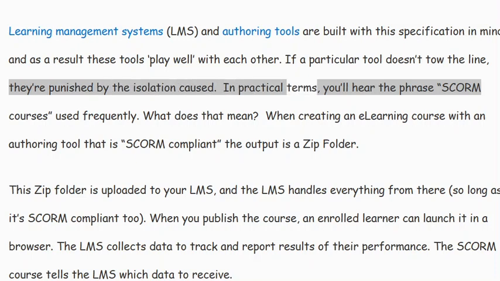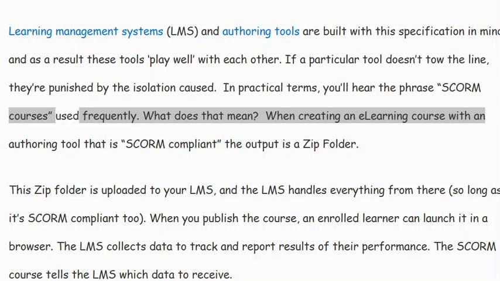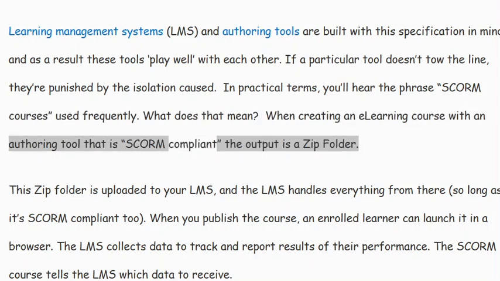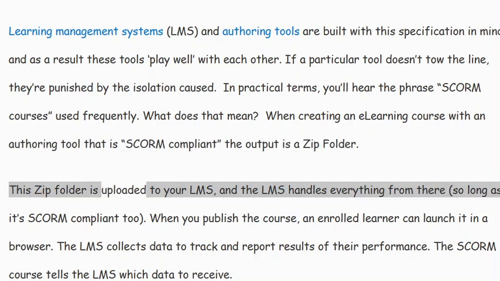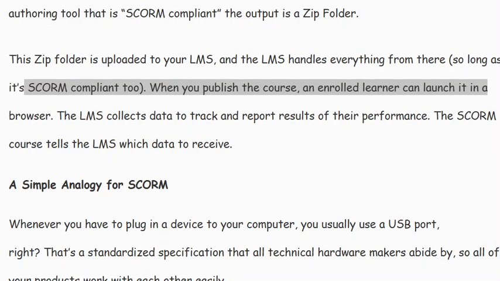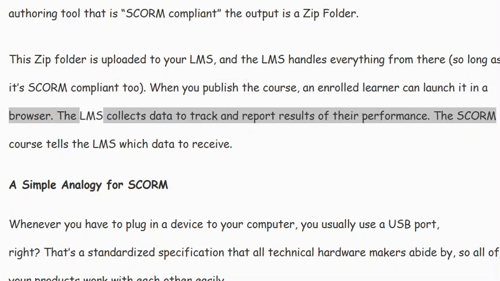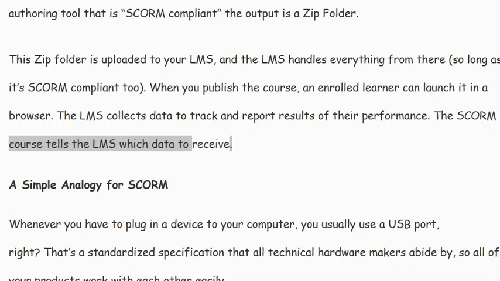In practical terms, you'll hear the phrase SCORM courses used frequently. What does that mean? When creating an e-learning course with an authoring tool that is SCORM compliant, the output is a zip folder. This zip folder is uploaded to your LMS, and the LMS handles everything from there, so long as it's SCORM compliant too. When you publish the course, an enrolled learner can launch it in a browser. The LMS collects data to track and report results of their performance. The SCORM course tells the LMS which data to receive.